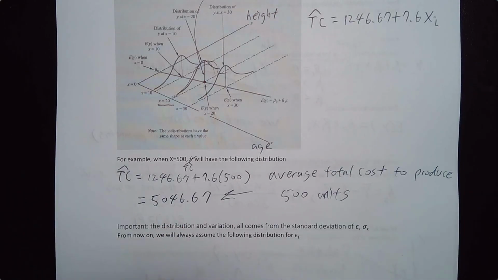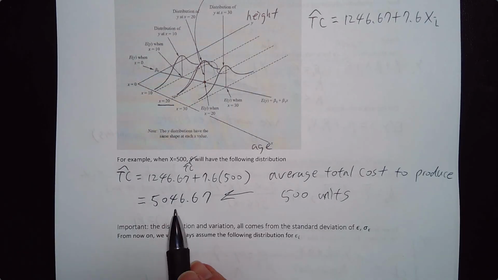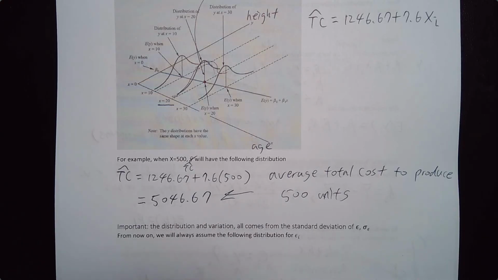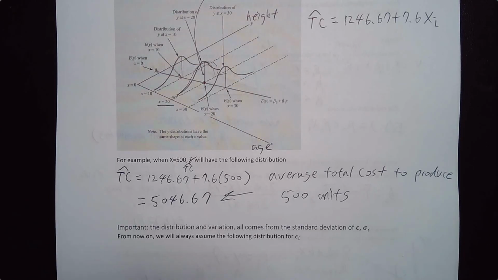Okay, all right. So this will also be our best estimate. The idea is, if you needed to predict how much it would cost to produce 500 units, your best guess will be the average. And why is it the best guess?